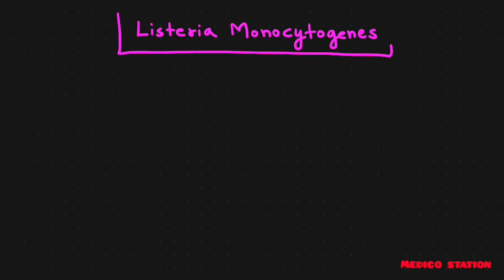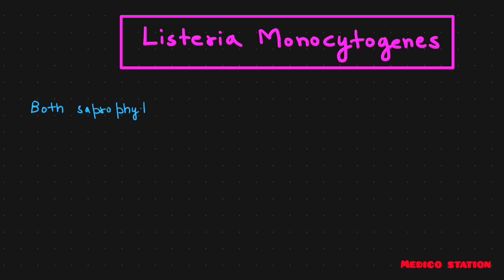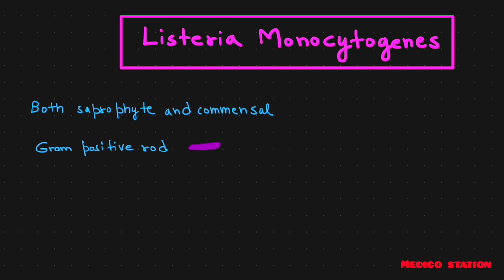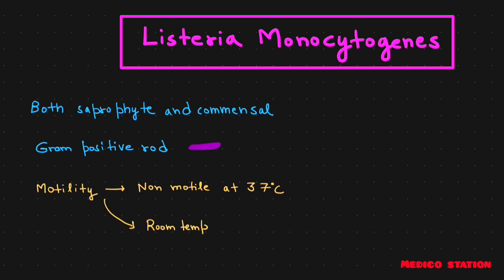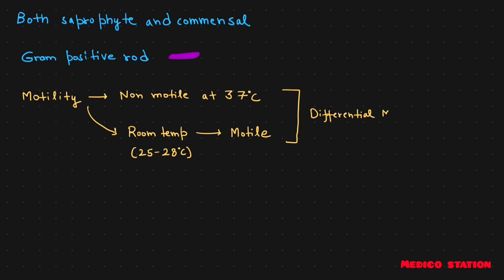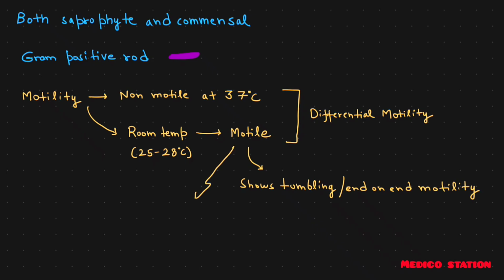Listeria monocytogenes. It is both a saprophyte and a commensal. It is a gram-positive rod. Talking about its motility, it is non-motile at 37 degrees Celsius, but at room temperature of 25 to 28 degrees Celsius, it is motile and shows differential motility. The motility is tumbling or end-on-end motility. This is because of the eruption of peritrichous flagella around the bacteria at room temperature.